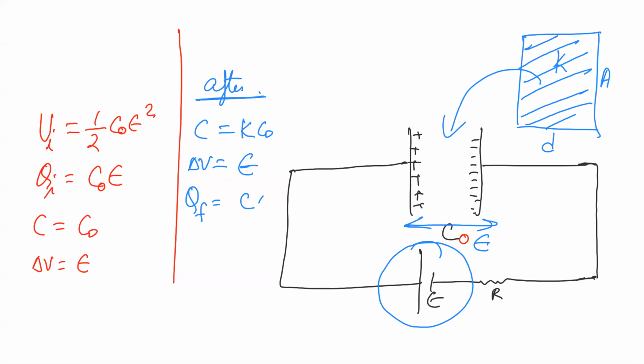Charge will be C delta V. So what is happening to the capacitance? Capacitance is becoming K times. So what will happen to charge? Charge will also become K times.